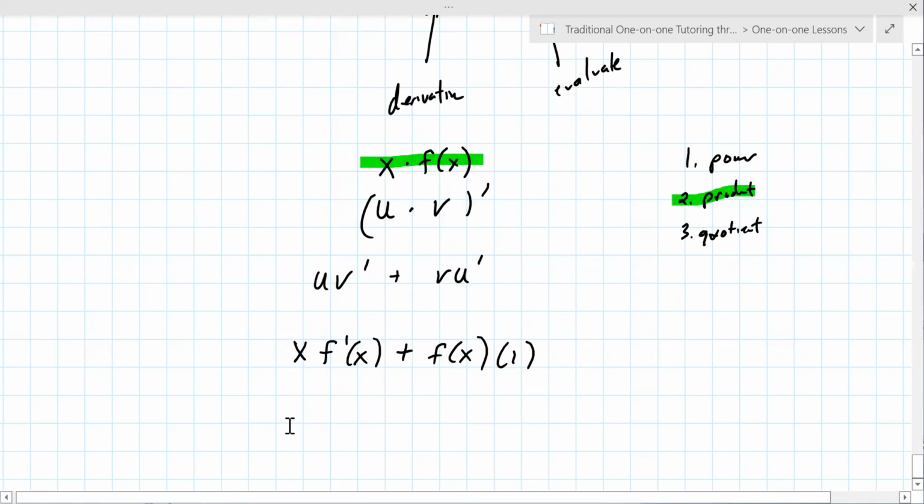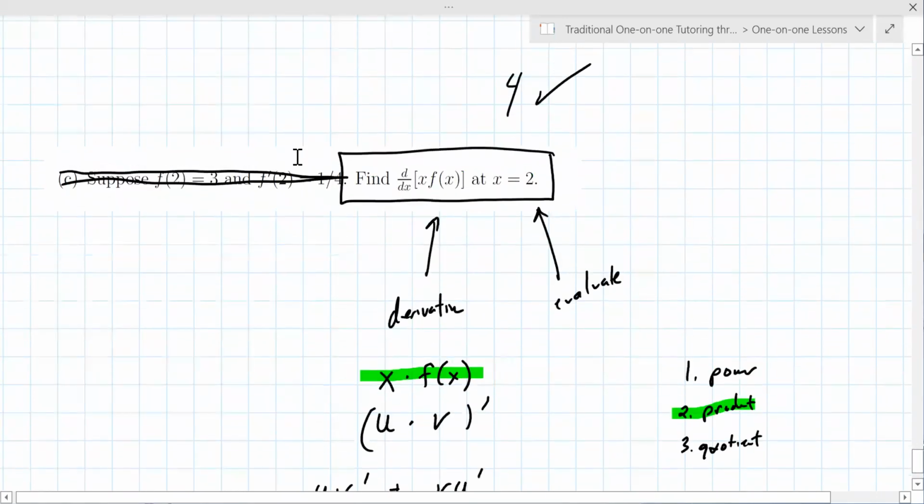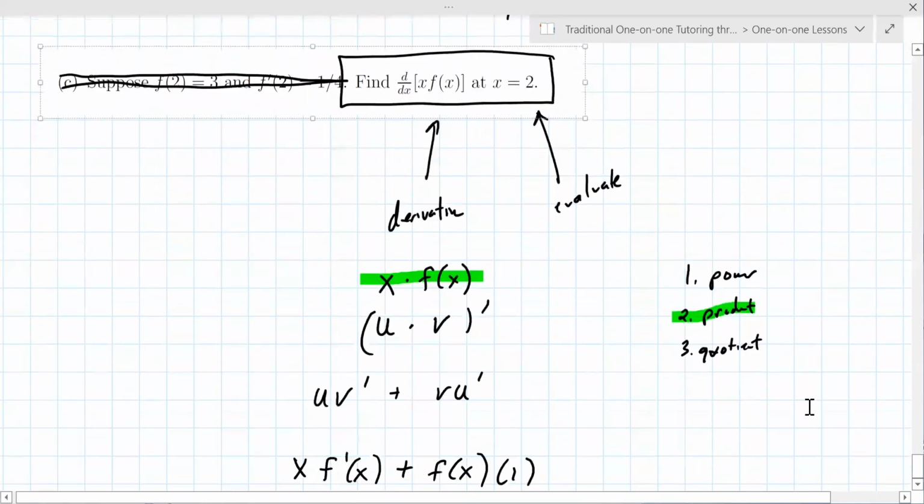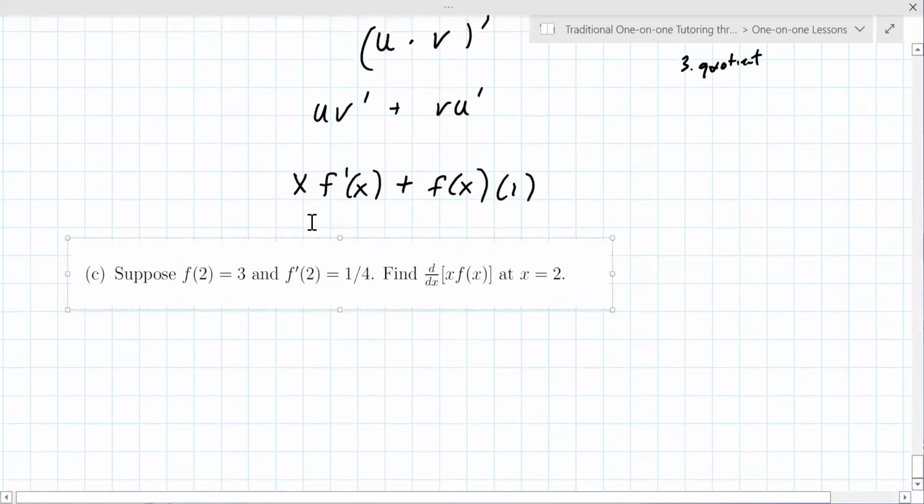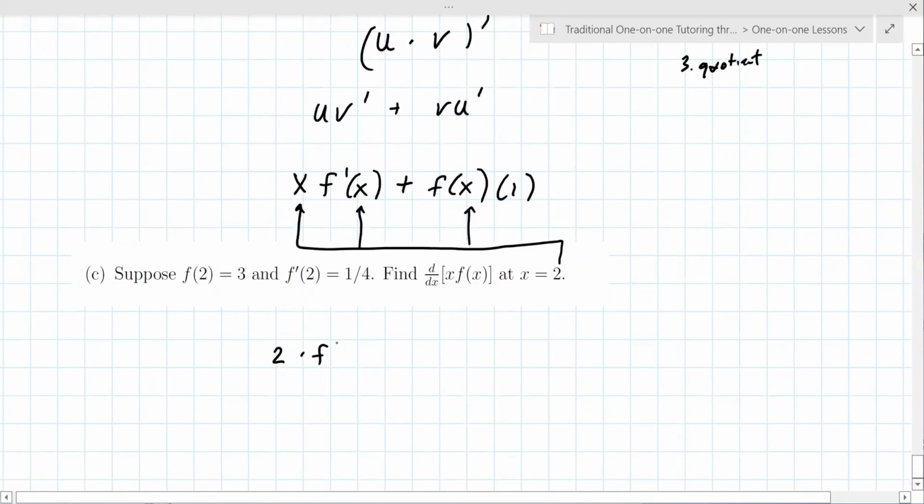Okay, so now we'll go back and we'll actually grab all this original mess. They want the derivative at x equals 2. So this is where you take the 2 and you plug it in wherever you see an x. All right. So it's 2 times f prime of 2 plus f of 2 times 1.